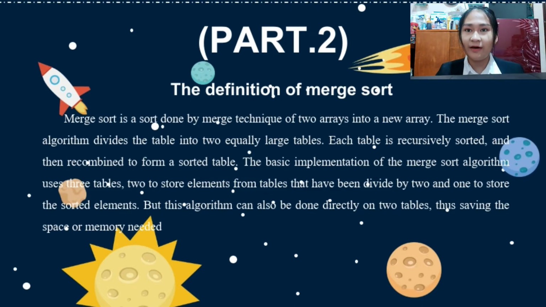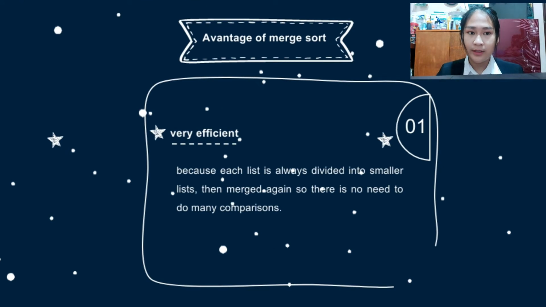And after that, we have the advantage of merge sort. It's very efficient because each list is always divided into smaller lists, then merged again, so there is no need to do many comparisons. And after this, Ghifari, Thufail, Arkan, Hidayat will talk about it.